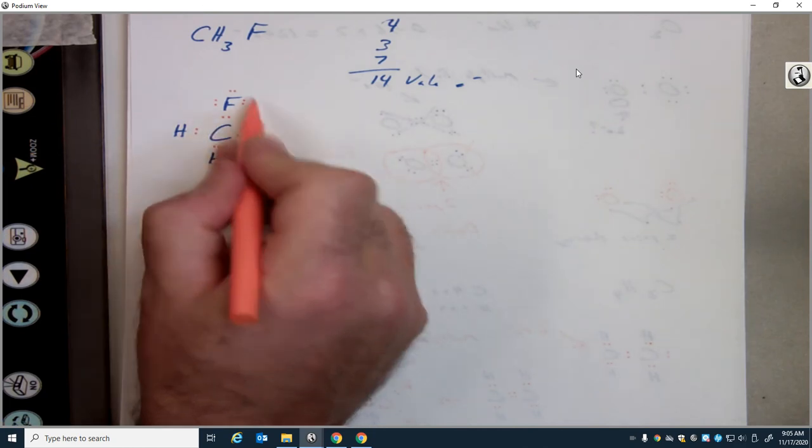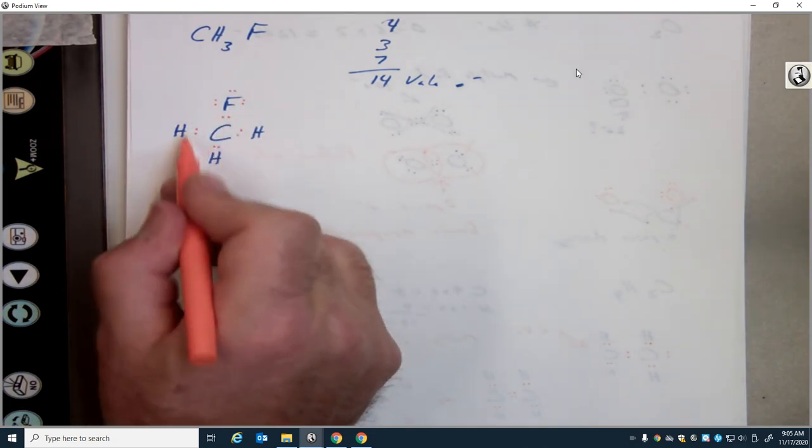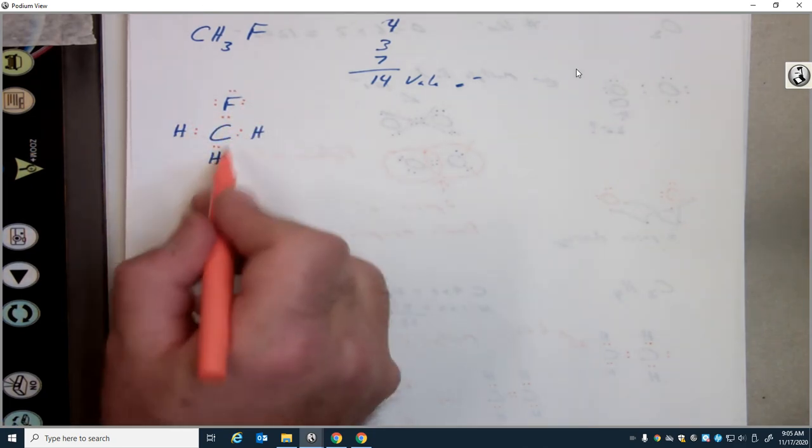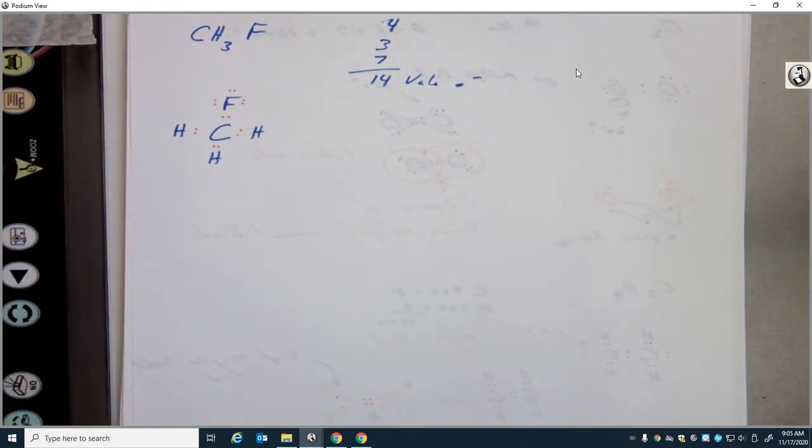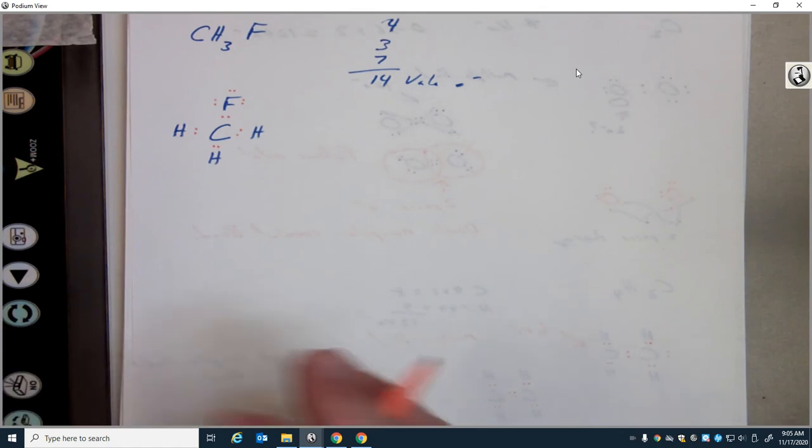So fluorine has its 8 valence electrons. Carbon has its 8 electrons. Hydrogen each has its 2. So this follows the octet rule. All right.